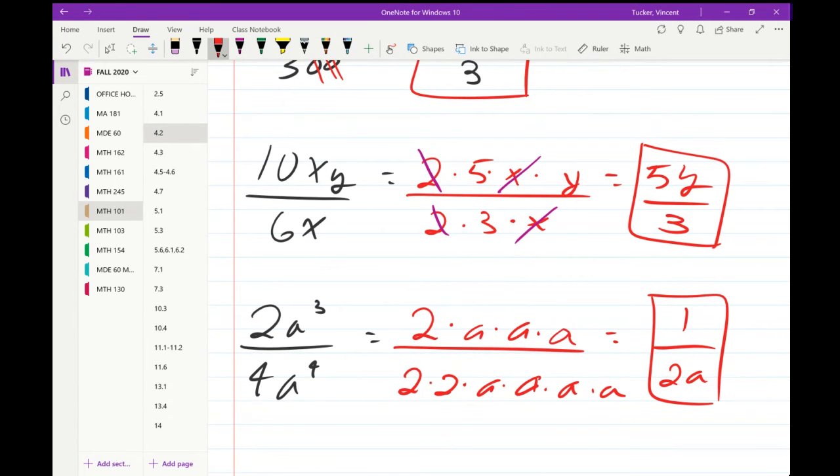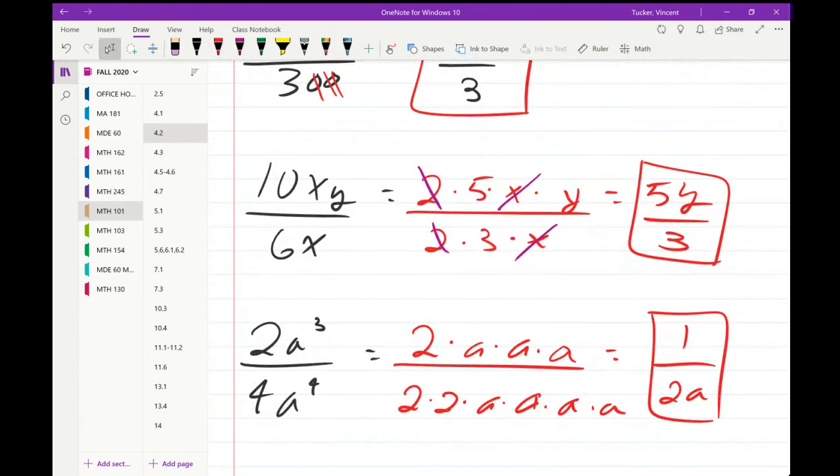Okay. So the last one out of this section, we have 2a cubed over 4a to the fourth. So I broke them down to prime numbers and expanded out our variables according to their exponents. So we have 2 times a times a times a, then 2 times 2, and then a 4 times a.